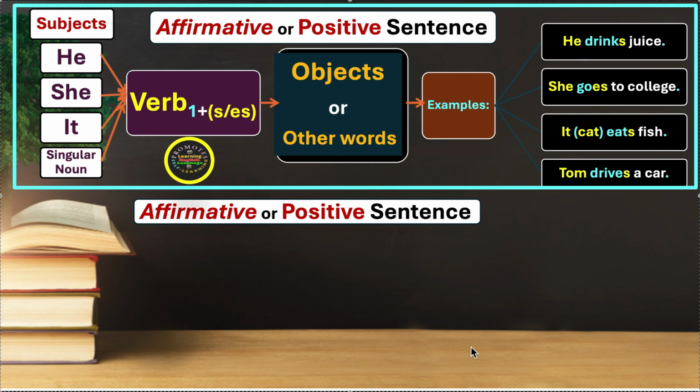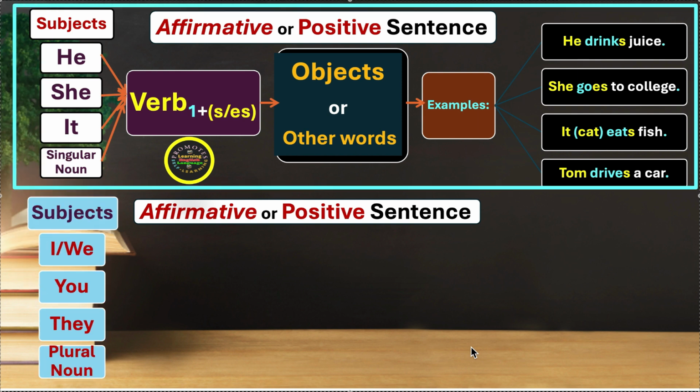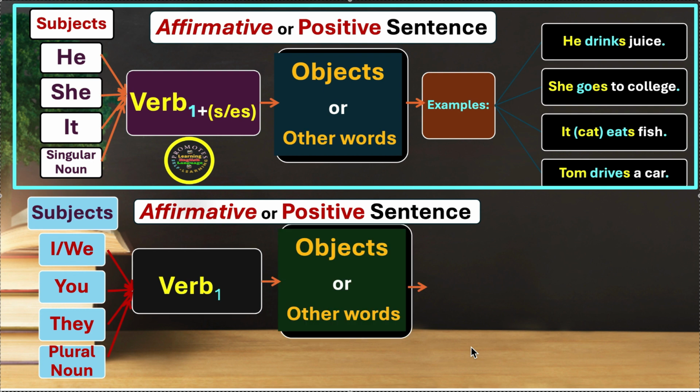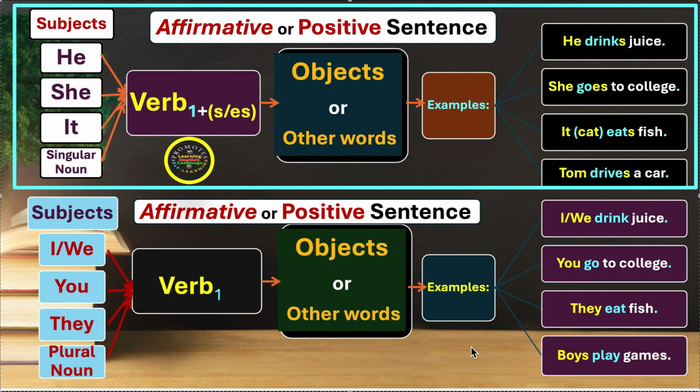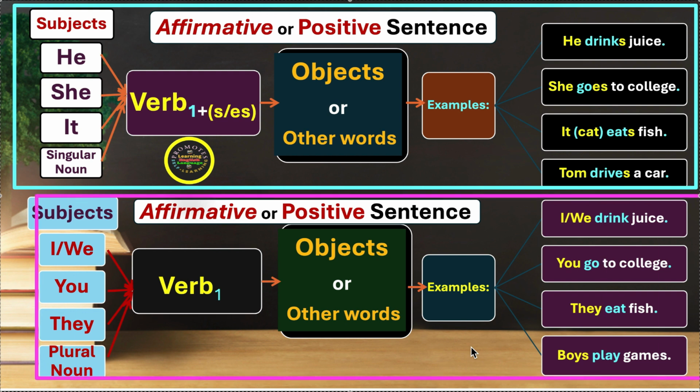Likewise, we put this in the box, rule first, then we have the rule second. If your subjects are like I, we, you, they, and plural noun, then we add just first form of the verb, and we have objects or what we call other words. See the examples: I or we drink juice, you go to college, they eat fish, and boys play games. So this is the first rule of present simple tense in the affirmative, or sometimes we call it positive sentence. We move on to the next stage, put in the box.